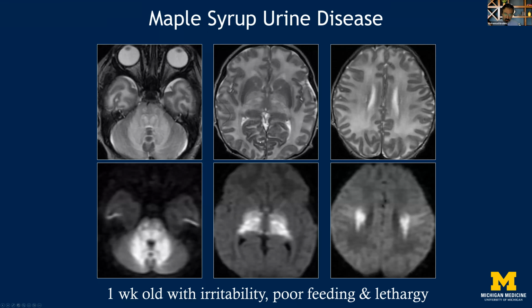This is a 1 week old with irritability, poor feeding, and lethargy. These patients present with extensive abnormality, what we call MSUD edema, where there's evidence of extensive restricted diffusion of what is representing the myelinating part of the brain within the parts of the corticospinal tract. In the basal ganglia, realize there's involvement only of the globus pallidus and thalamus.